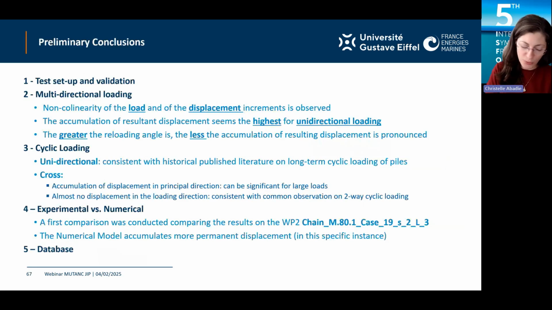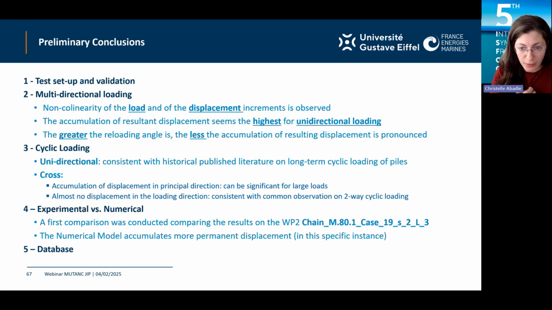But in conclusion to this presentation, we've shown you a new test setup that's been rigorously validated. I didn't show this part of the experimental campaign, but we spent an entire container making sure that the test setup is rigorous, and this is going to be published in a journal paper. This setup enables us to perform multidirectional loading tests that have shown a non-collinearity between the load and the displacement increment, an accumulation of resultant displacement that is highest for unidirectional loading and then second highest for 30 degrees angle, and then lower and lower as you increase the angle.